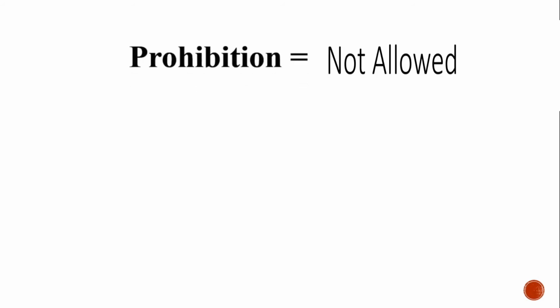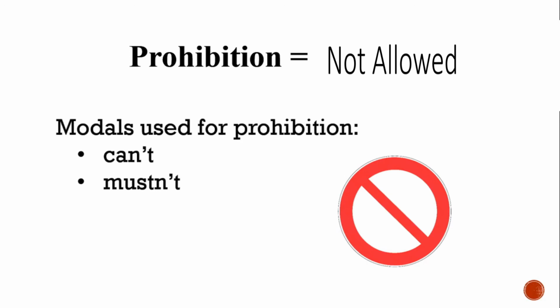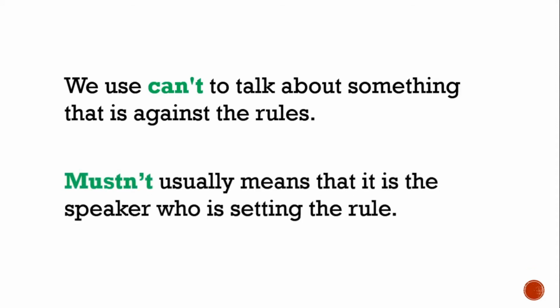Next is prohibition, meaning it's not okay. Modals used are can't and mustn't. We use can't and mustn't to show that something is prohibited. It is not allowed. Can't is used to talk about something that is against the rules, particularly when we didn't make the rules. We use mustn't when the prohibition comes from the speaker.